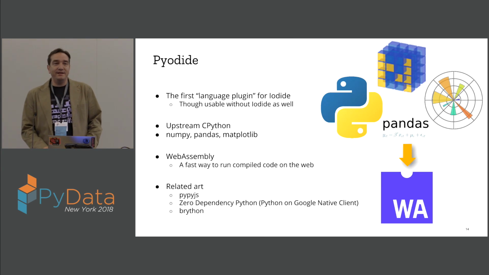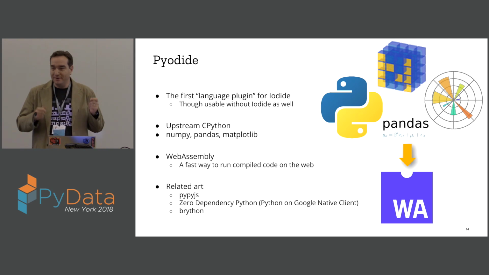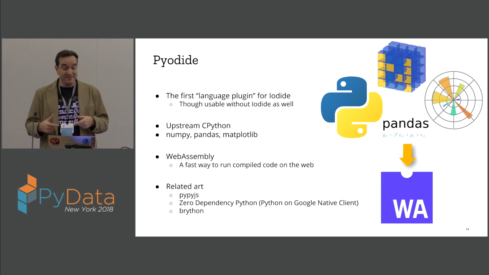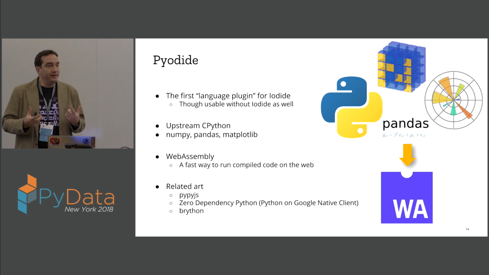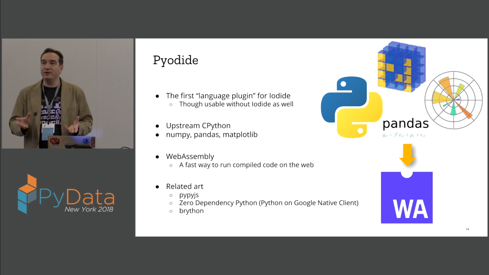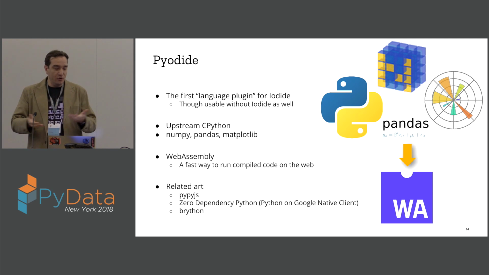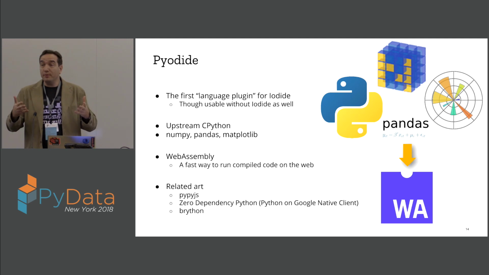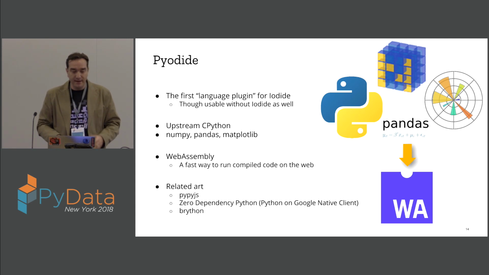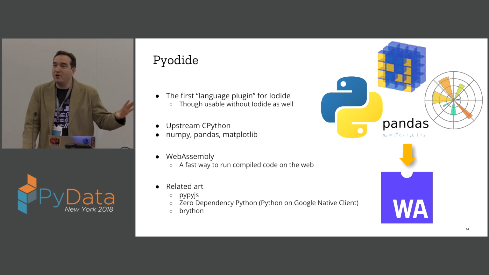PyData is basically a compilation of standard upstream CPython with NumPy, Pandas, Matplotlib, and other data science tools to WebAssembly. Now WebAssembly, if you're not familiar with it, is a fairly new technology in browsers. It's a byte code for compiled code that you share on the web in your browser. So it's completely portable, but once it hits your browser, it gets compiled into native code, and it runs really, really fast.